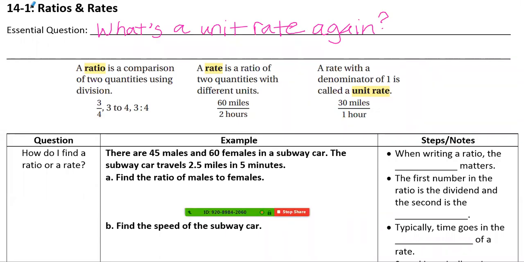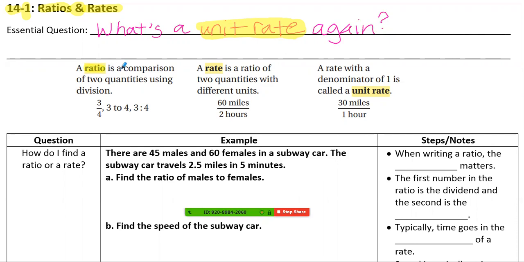Chapter 14, Section 1, Ratios and Symbol Rates. Oh, ratios and rates, your favorite content that you've already forgotten. I'm just joking. No, actually, I'm not. What's a unit rate again? That's why I made this the essential question, because y'all are running around going, I know what a unit rate is. You know what it is in January. And then you go, I forgot what it is in May. So we're going to go back over what that is. Just a quick review.